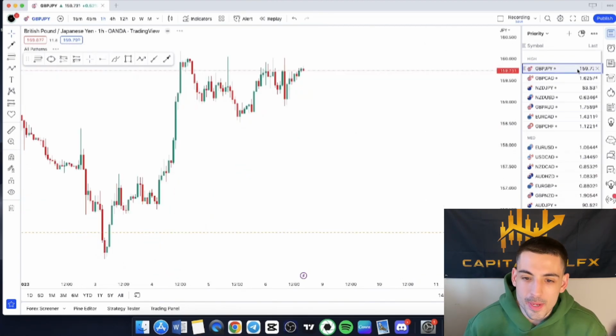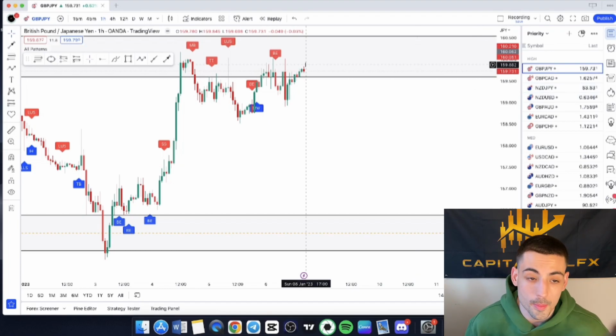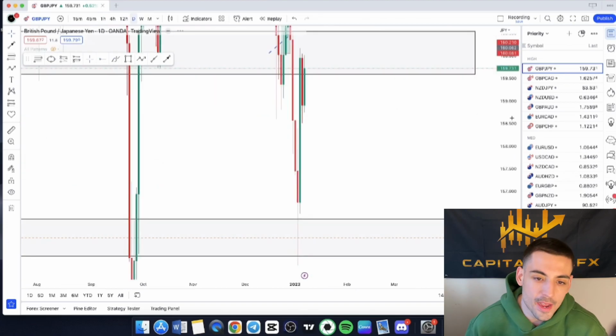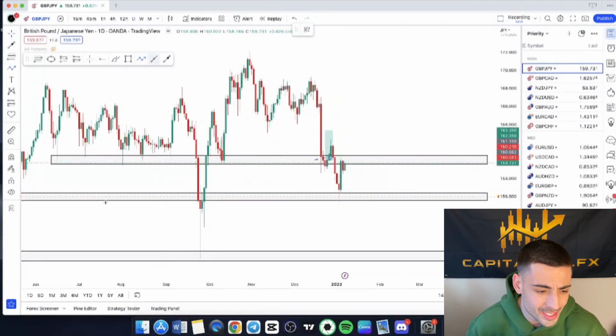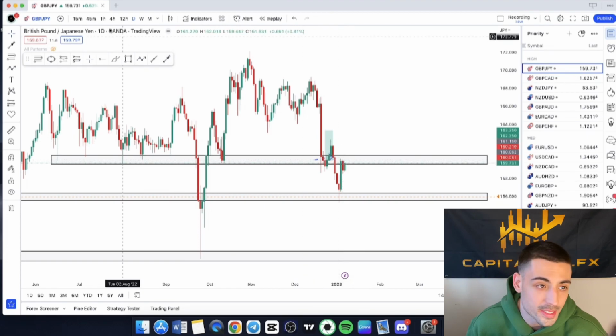Starting off on GBP JPY. I already have these pretty much prioritized because I went over all of these trades with my premium members already. But let's go into GBP JPY. Daily time frame. We could see that price is coming up to a significant horizontal level. We've treated this as support and resistance in the past. So I'm just looking for price to treat this potentially as resistance yet again.